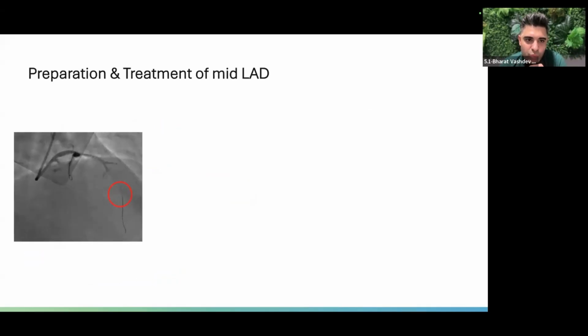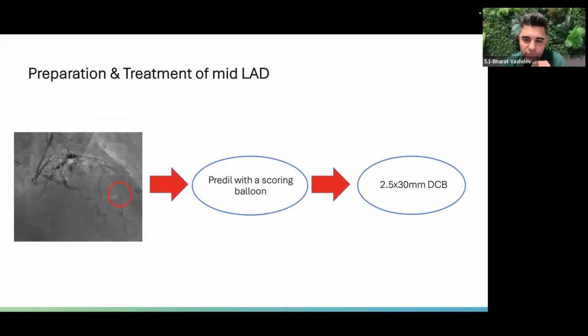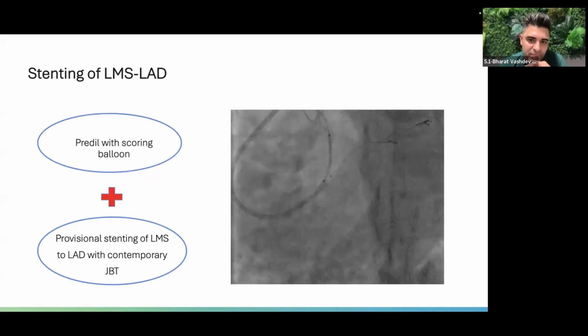And so then I decided to work on the LAD. So I pre-dilated with the scoring balloon, and treated the mid to distal with the drug-coated balloon again, hoping that, if he does have a need for future grafts, we've maintained that and we've restored some anatomy there. And then decided to stent across the left main with this contemporary jailed balloon technique, leaving the balloon there, a provisional approach as recommended, not inflating that side branch balloon.